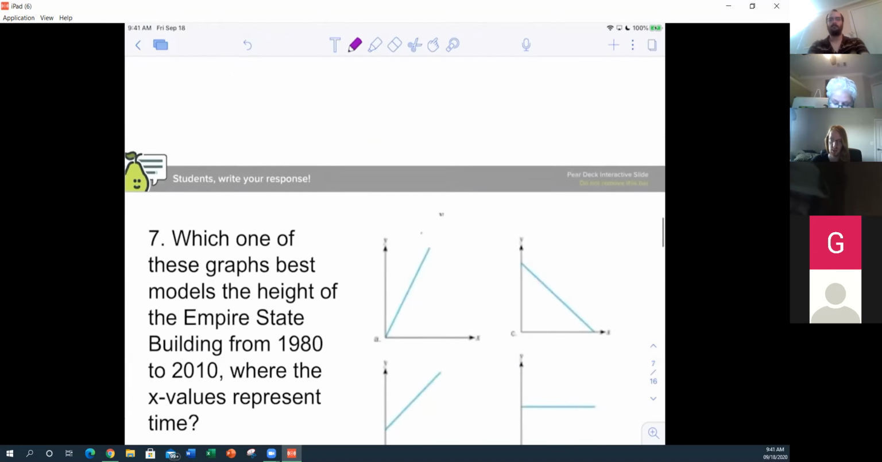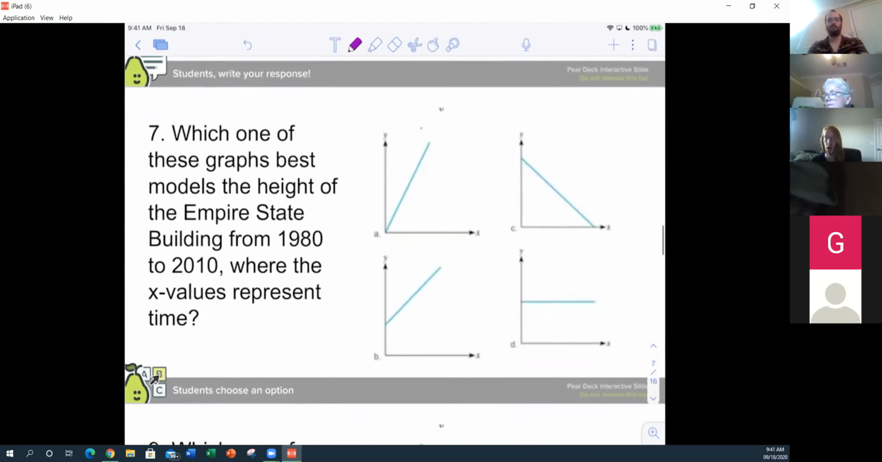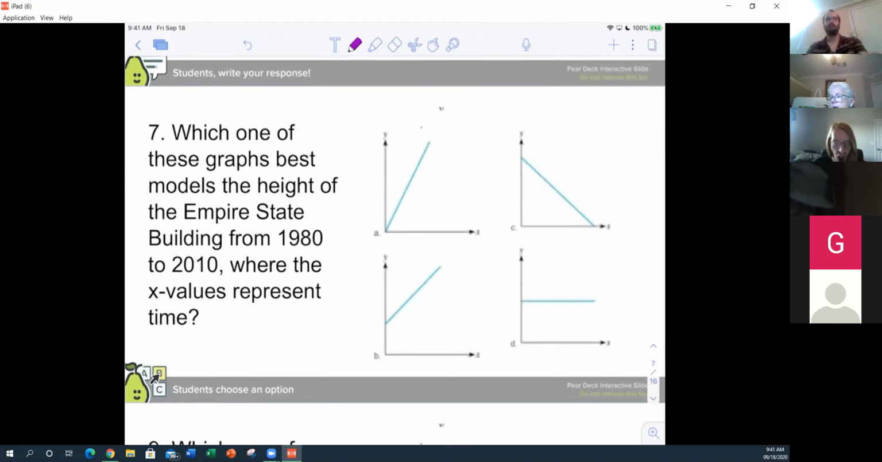Okay. All right, so now moving on to number 7. I know we're kind of going all over the place. Which one of these graphs best models the height of the Empire State Building from the year 1980 to 2010, where the x values represent time? I'm gonna call on somebody again, because Christopher, are you here?